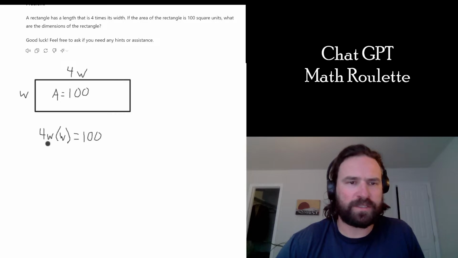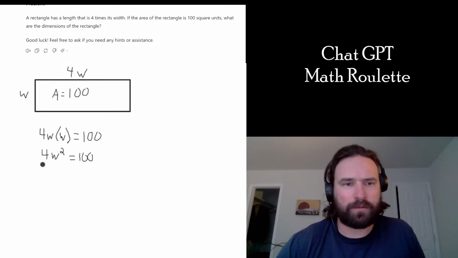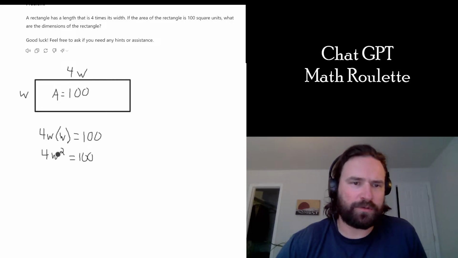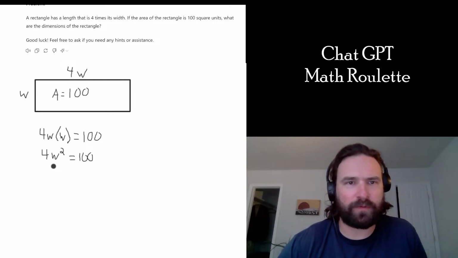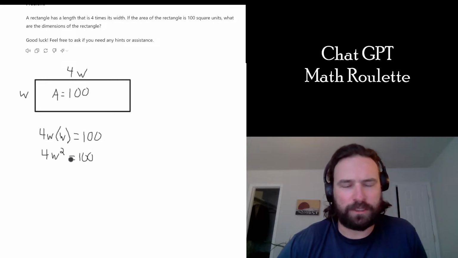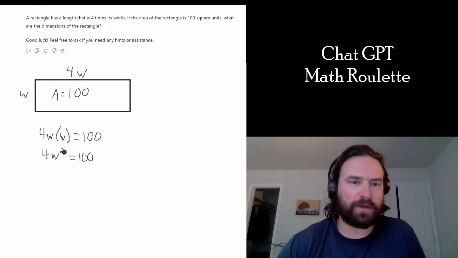Cool. To simplify this side of the equation, we get 4W squared. It's going to equal 100. And when you're solving an equation, you're going to do pretty much the opposite of order of operations, which is PEMDAS, if you've heard that before: parentheses, exponents, multiplication, division, addition, and subtraction. So we actually want to do division before we do exponents, and those are the only two things we have to do here. So the first thing we're going to do is divide by this 4.